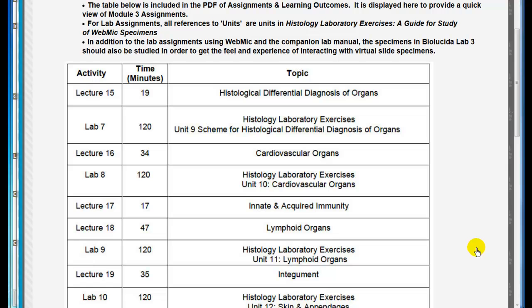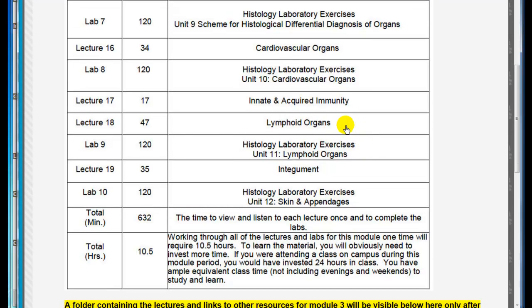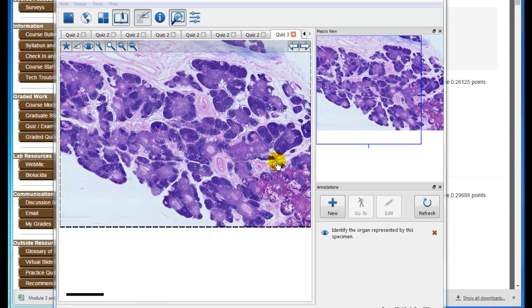So going to Module 3 and the topics you studied, you were introduced to organs by the features that distinguish them, and you were taught in Lecture 15 about the hollow and the solid organs. And of those, you've now studied the cardiovascular organs, the heart and the blood vessels, and the lymphoid organs, and the integument. So those are the possible organs. There are no other organs that we would ask you about at this point in the course. So now back to the organ in question.